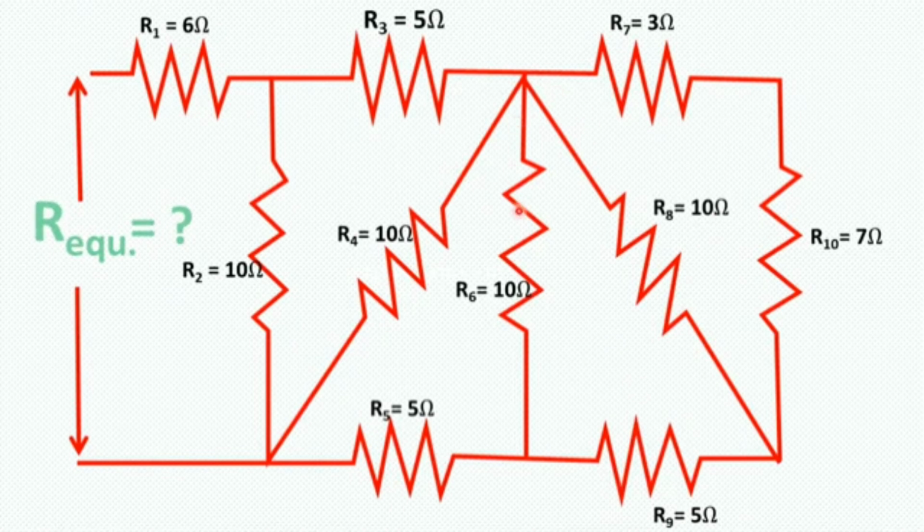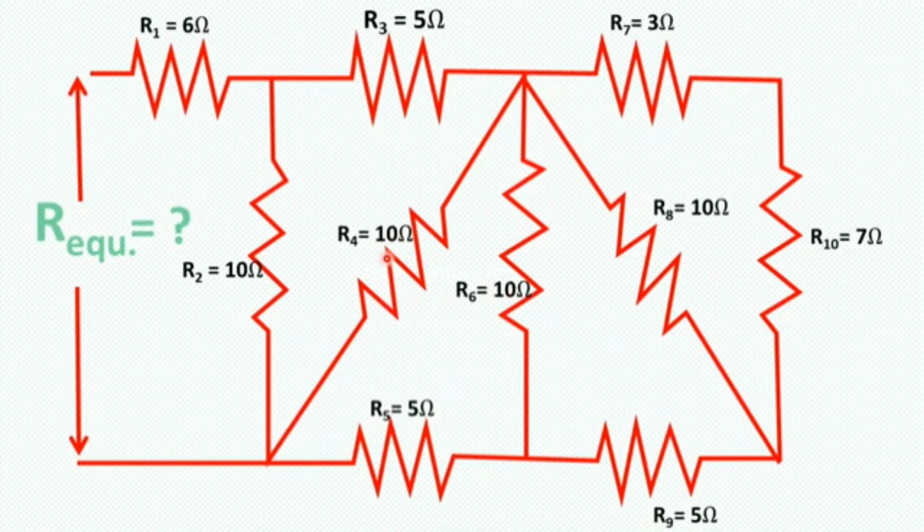Now this 10 ohm and this R6 resistance, which is equal to 10 ohm, are in parallel again. So their equivalent resistance will be 5 ohm. Up to this point R6 we have 5 ohm resistance. Now this 5 ohm and R5, 5 ohm, both are in series. So their equivalent resistance will be again 10 ohm. Now this 10 ohm and this R4, which is equal to 10 ohm, both are in parallel. So their equivalent resistance will be 5 ohm.